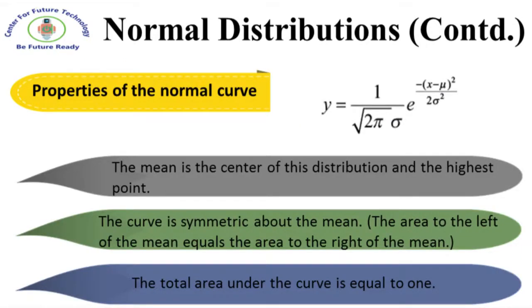Properties of the normal curve. The mean is the center of the distribution and the highest point. The curve is symmetric about the mean. The total area under the curve is equal to 1. As x increases and decreases, the curve goes to 0 but never touches it. A normal curve can be used to estimate probabilities. A normal curve can be used to estimate proportions of a population that have certain x values.